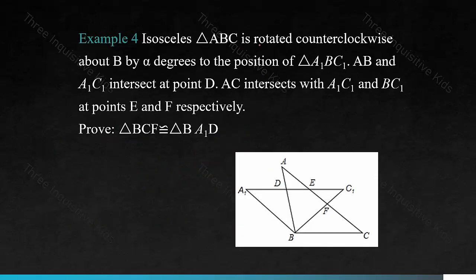Isosceles triangle ABC is rotated counterclockwise about B by alpha degrees to the position of triangle A1 B C1. AB and A1C1 intersect at point D. AC intersects with A1C1 and BC1 at points E and F respectively. Prove triangle BCF is congruent to triangle BA1D.